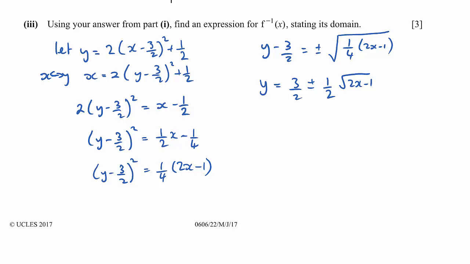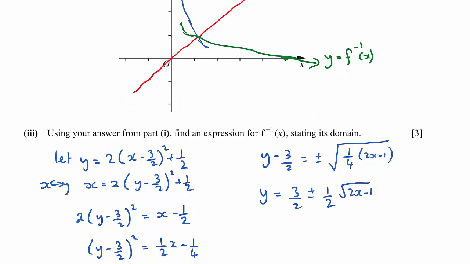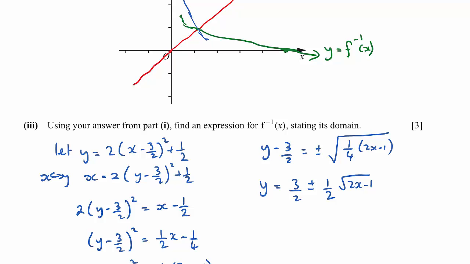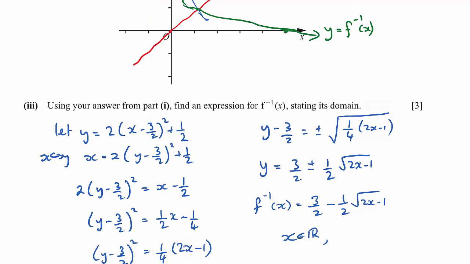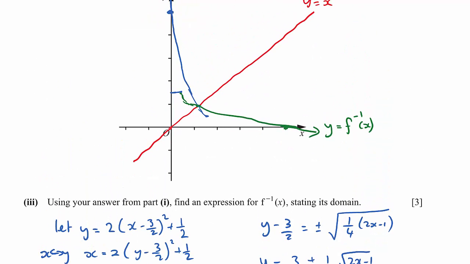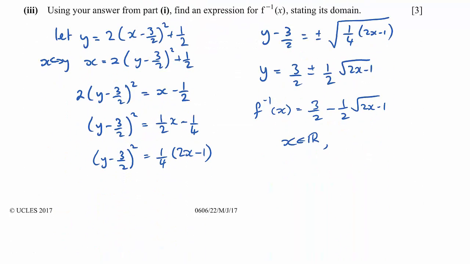And we're going to have to make a decision between the plus or the minus. Well, the highest point on this one is 3 over 2, and then it goes downwards. So I think we're going to have to choose the negative. So f minus 1 of x is going to be 3 over 2 take away a half of root 2x take 1. And the domain for that would be the same as the range for the original function. So if we look at the original function, it starts at a half and goes upwards. So x is a real, x is greater than or equal to a half.